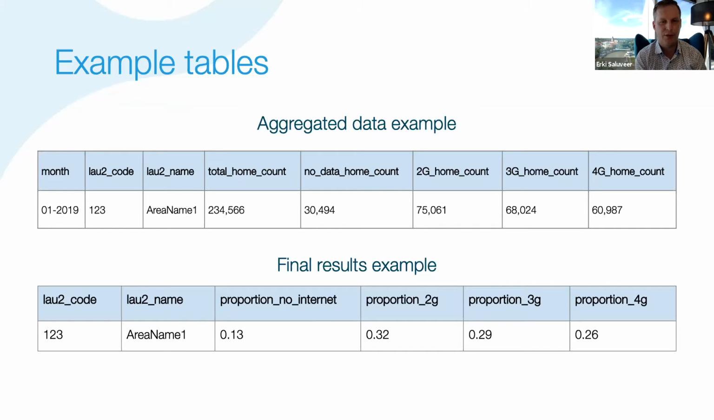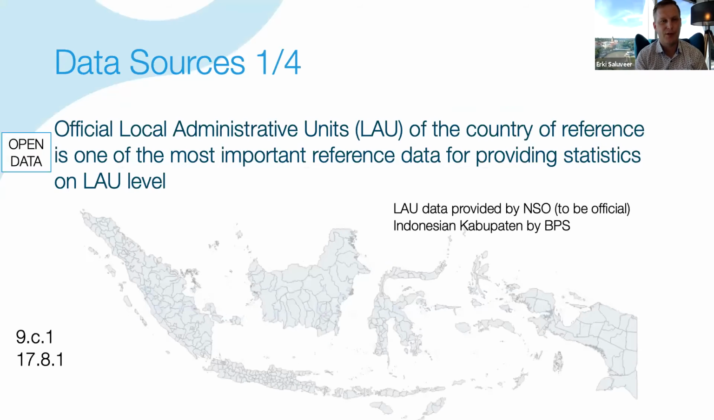So for example, that 13% do not have internet access, and the rest of the 87% would be divided equally in this final result example. So those two indicators would need different data sources.